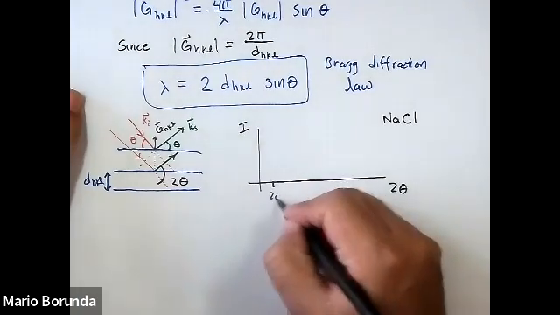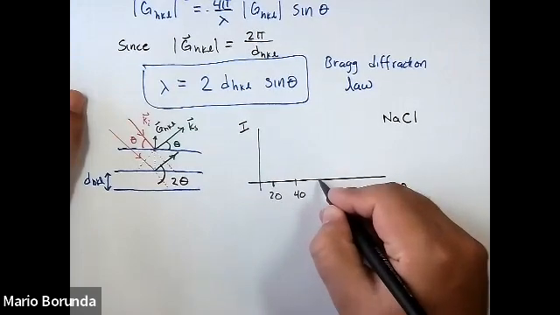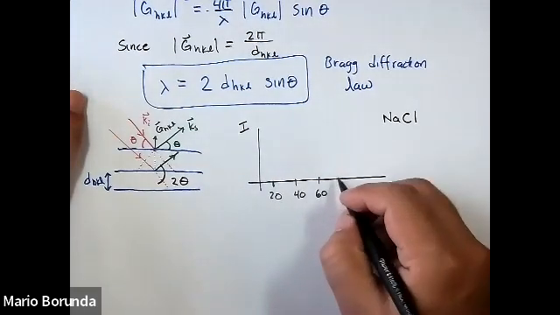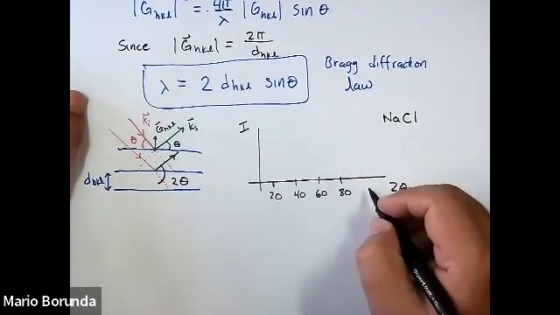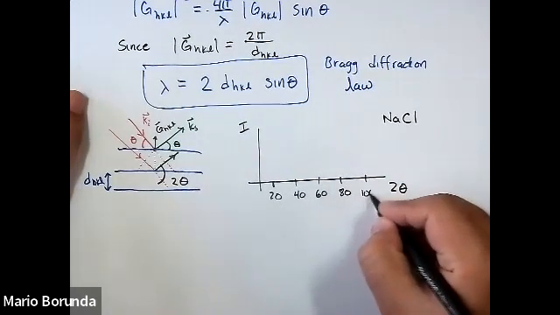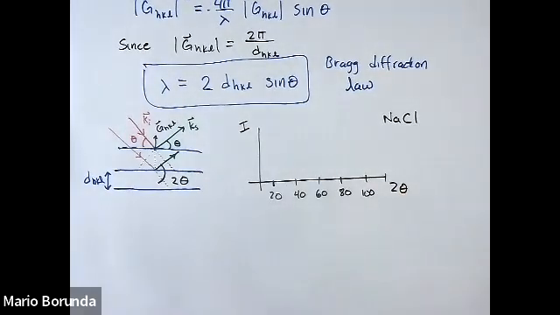So here we would have 20, 40, 60, 80, 100, maybe 120 right here. You also cannot go all the way to 180, right? Because that would be on top of the radiation source.